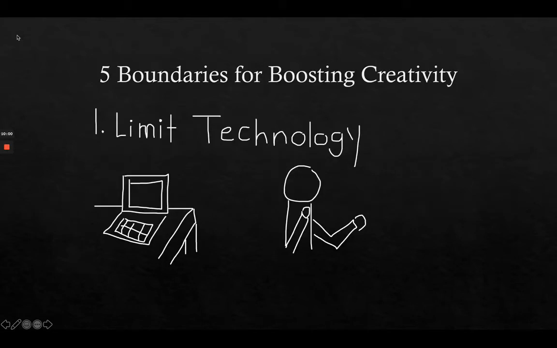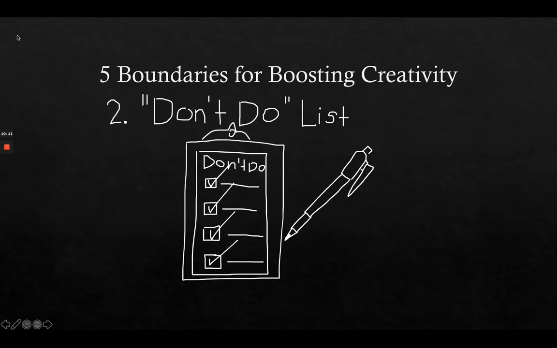Number 1. Limit technology. Step away from screens from time to time in order to find solutions that are more accessible than searching the internet and getting so many solutions. Number 2. Don't do lists. For every creative project, make a list of what you don't want to do. According to Sam Harrison, if we know what we don't want to do, it's easier to focus on what we want to do.